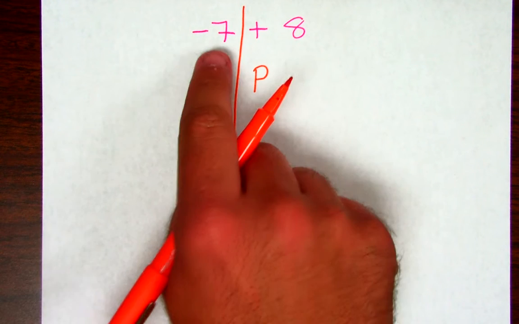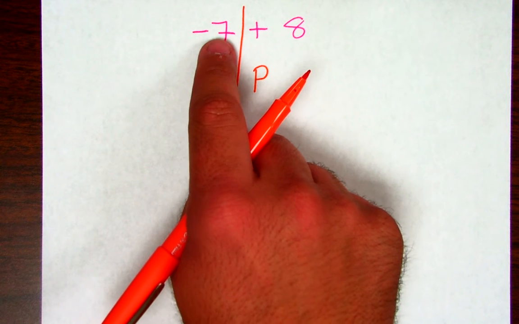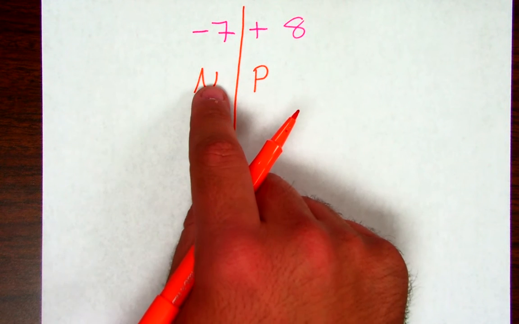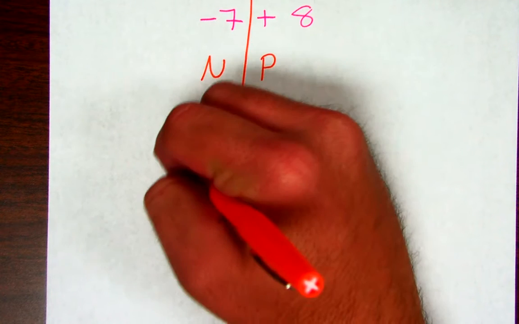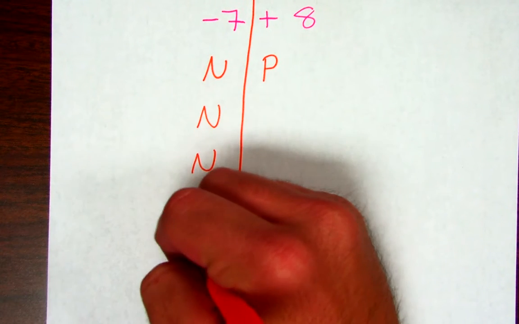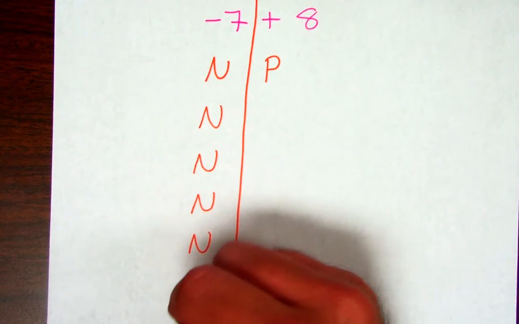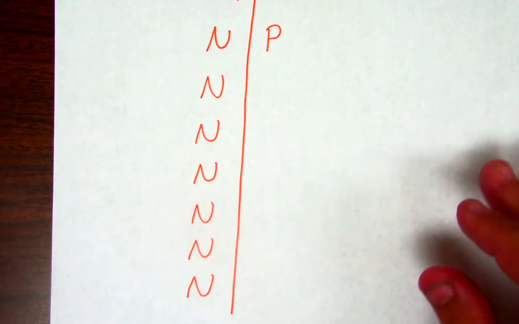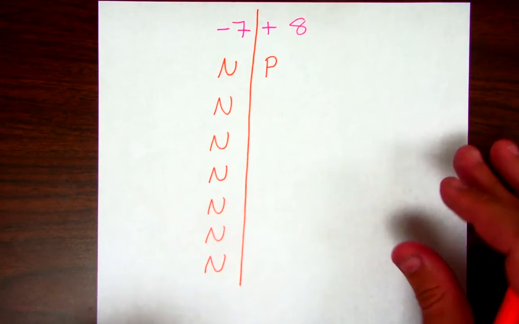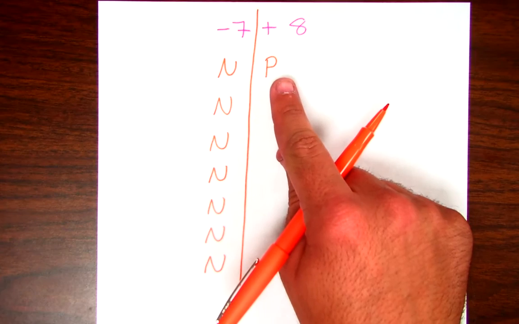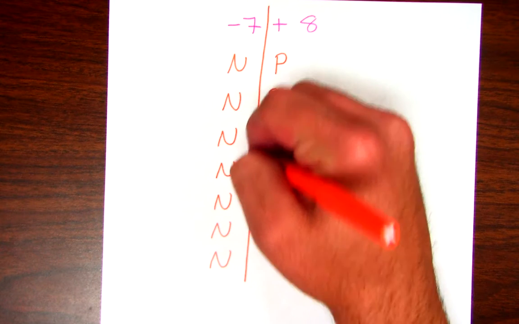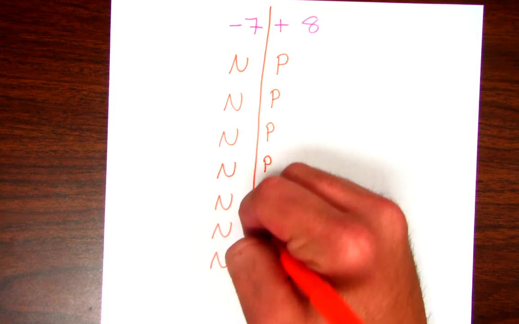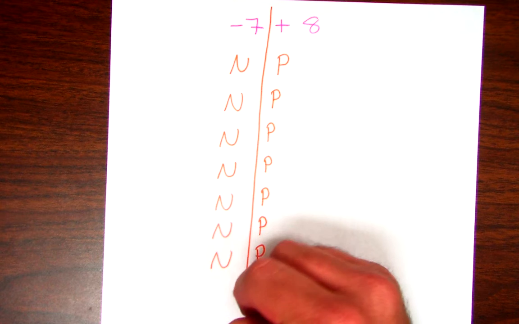Okay. Going back over here, I have 7 people with negative attitudes. So let's go ahead and draw 7 N's. There's 1, 2, 3, 4, 5, 6, 7. Over here, I have 8 people with positive attitudes. 1, 2, 3, 4, 5, 6, 7, 8.